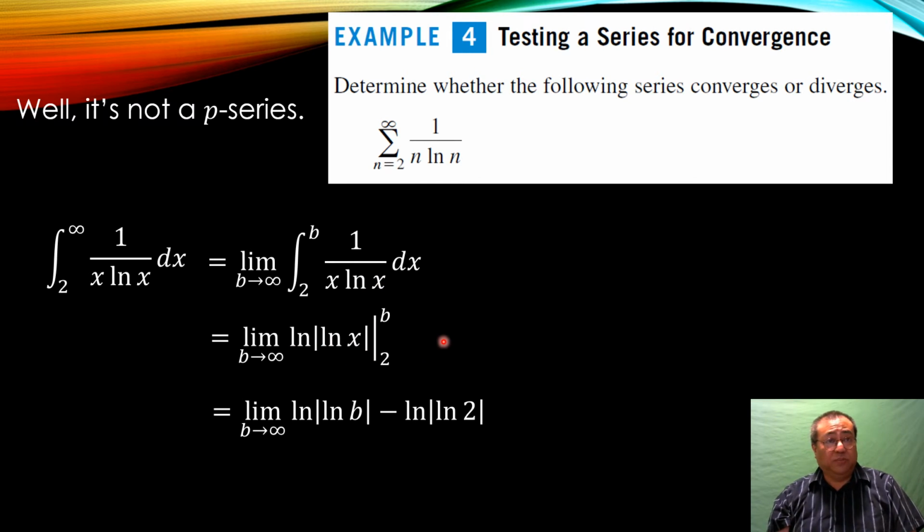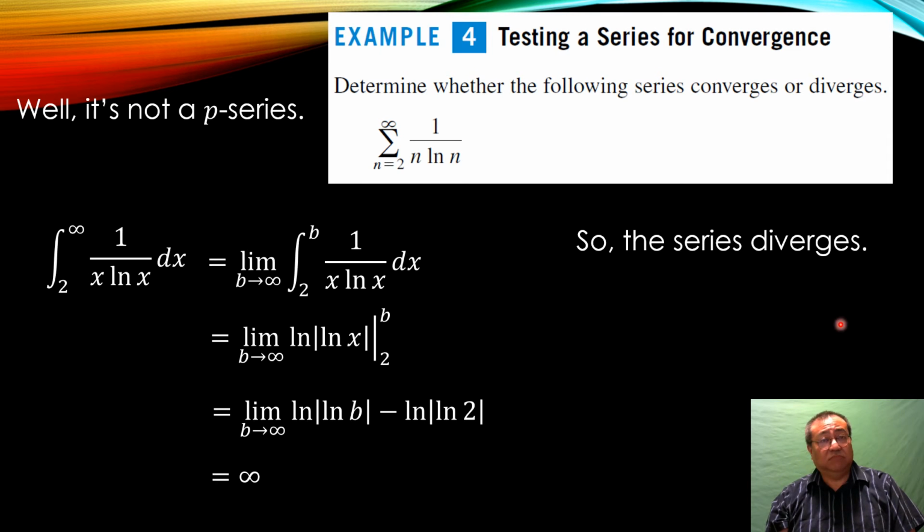We substitute the b, and this is what we get. So as b goes to infinity, this expression is going to go to infinity. So the whole expression is going to infinity. So what does that mean? That means it diverges. That's it. By the integral test, this series diverges.